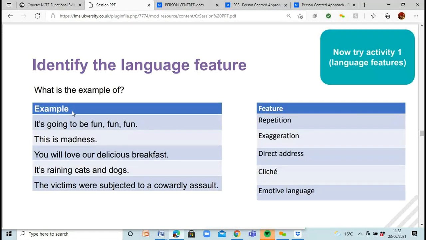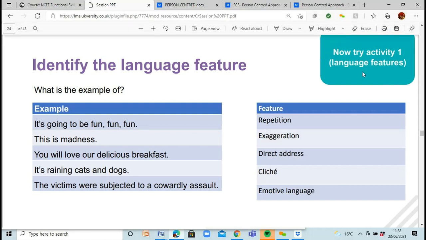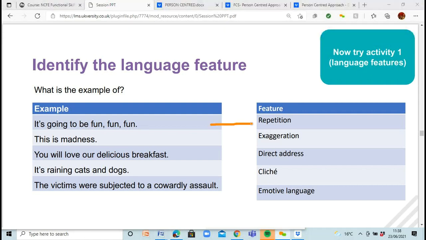So, and then we're going to look at these. The language feature on this is, "it's going to be fun, fun, fun." That's repetition, isn't it? It's because you're repeating the same word over and over. You've got fun, fun, fun three times. And then this is madness. So that's an exaggeration. Or you'll love our delicious breakfast.